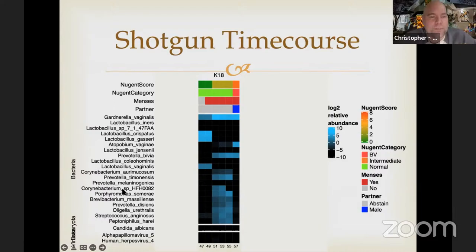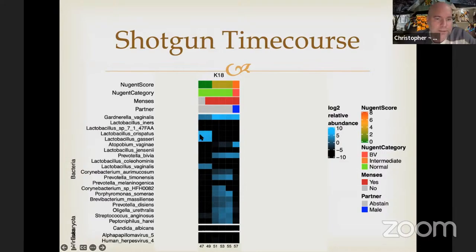Now, one of the drawbacks that you can have with shotgun sequencing for metagenomics is that the matching to the databases can be more precise, but there are a lot more blind spots because not all of the bacteria have had their whole genome sequenced. Whereas the 16S ribosomal RNA sequences have been studied very thoroughly and often will be available for you to match against. But what you see is very similar to what we saw with the 16S.